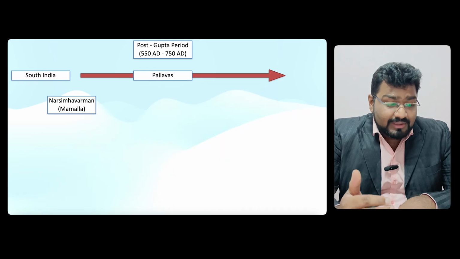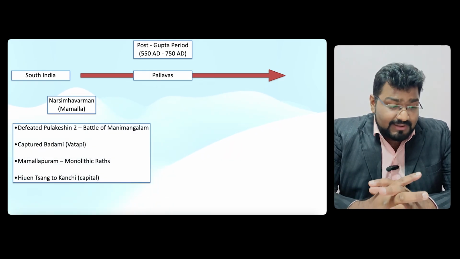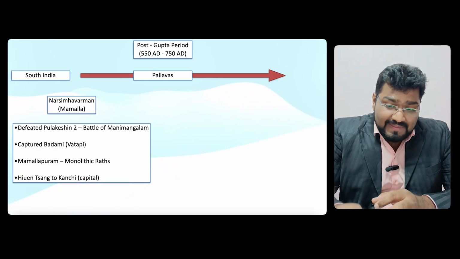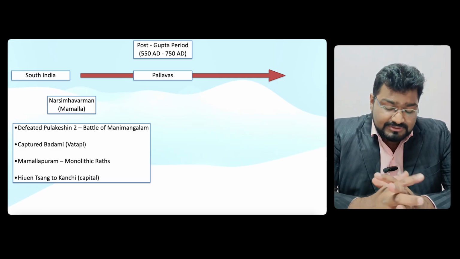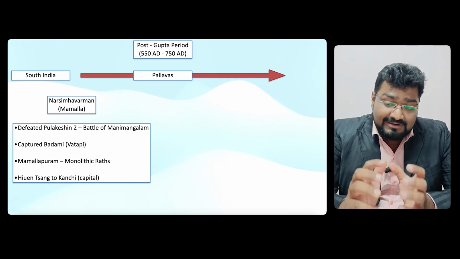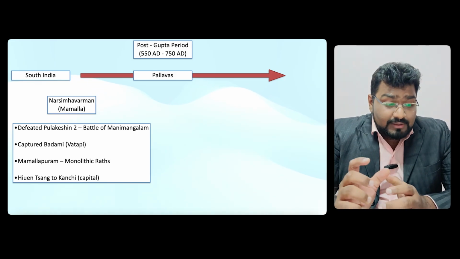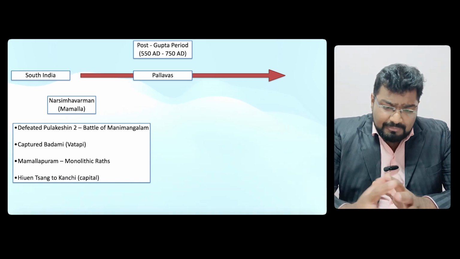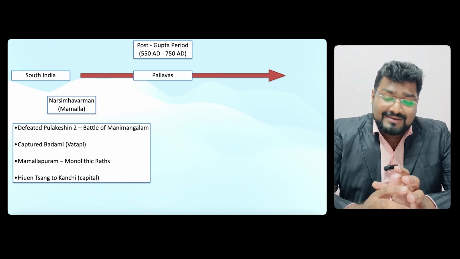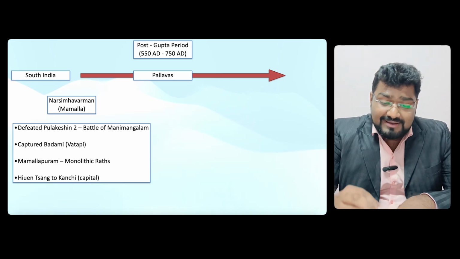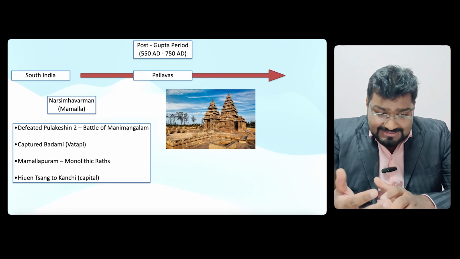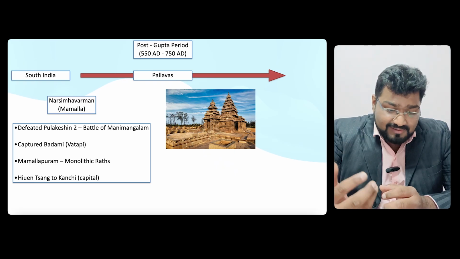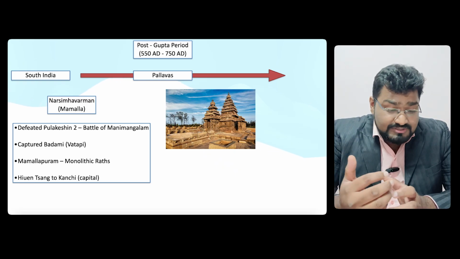Now we will see what exactly were the features of his rule. He defeated Pulkeshin II, that is the early Chalukyas who were ruling from Badami. Badami was also called Vatapi. He captured them, and that is the reason he received a title called Vatapi Konda. This happened in the Battle of Manimangalam. He established the city of Mamallapuram. At Mamallapuram, at Mahabalipuram, entire temples were sculpted from single rock. The example which you see is the Shore Temple of Mahabalipuram. There were different other raths as well. Okay, chariots. So, single rock was carved entirely.